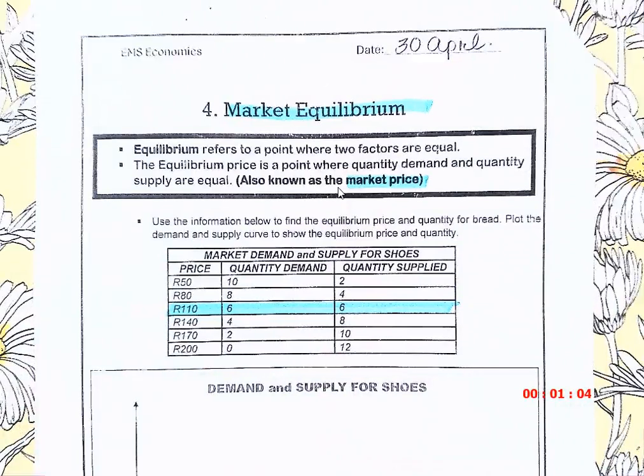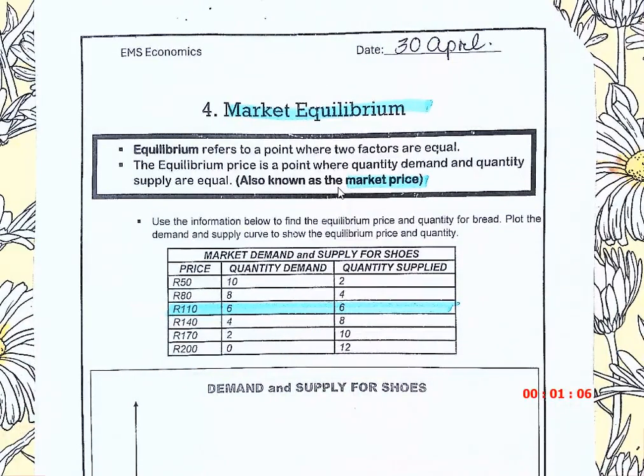So now we are literally going to draw both the quantity and the demand curves. Okay. I need us all to be quiet. I need you to be quiet. No, stop it.